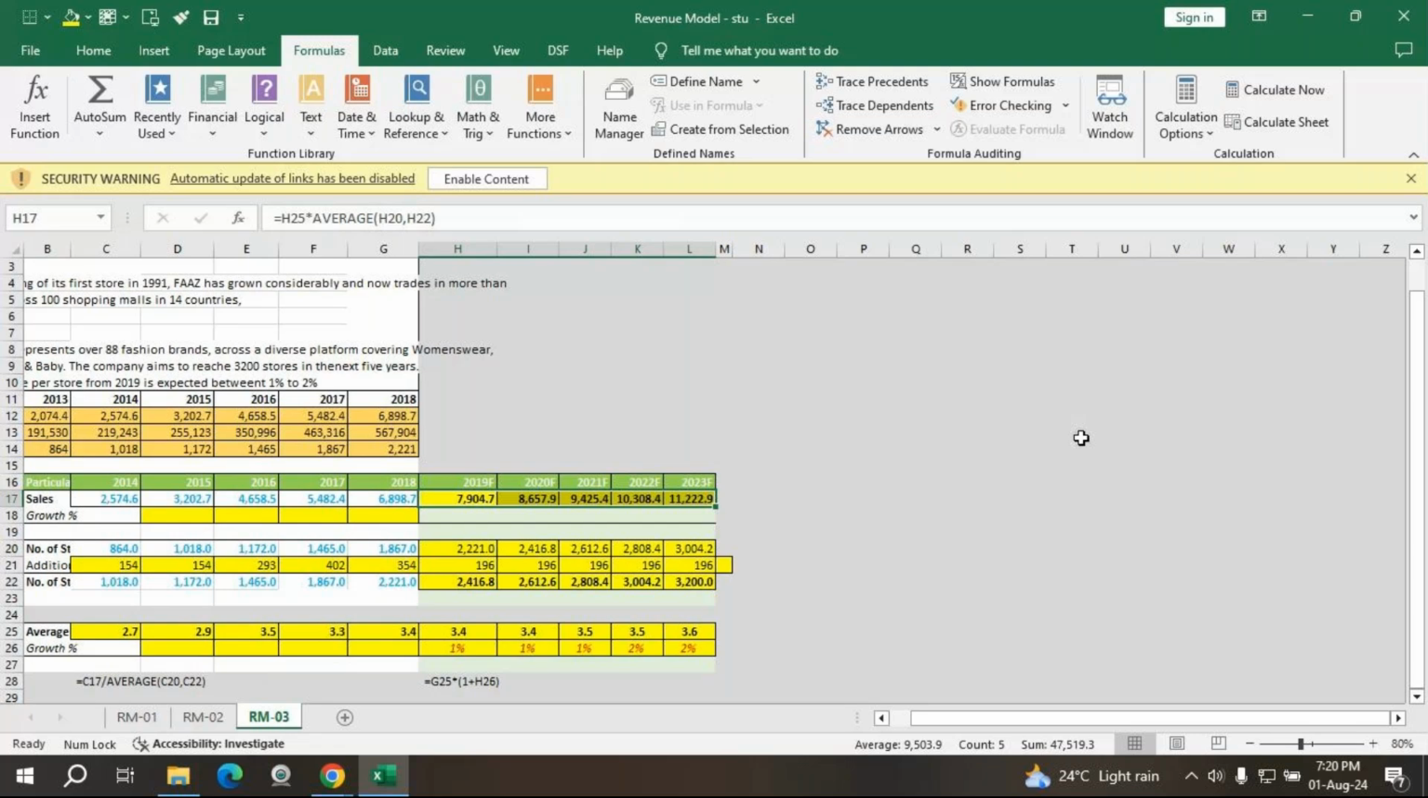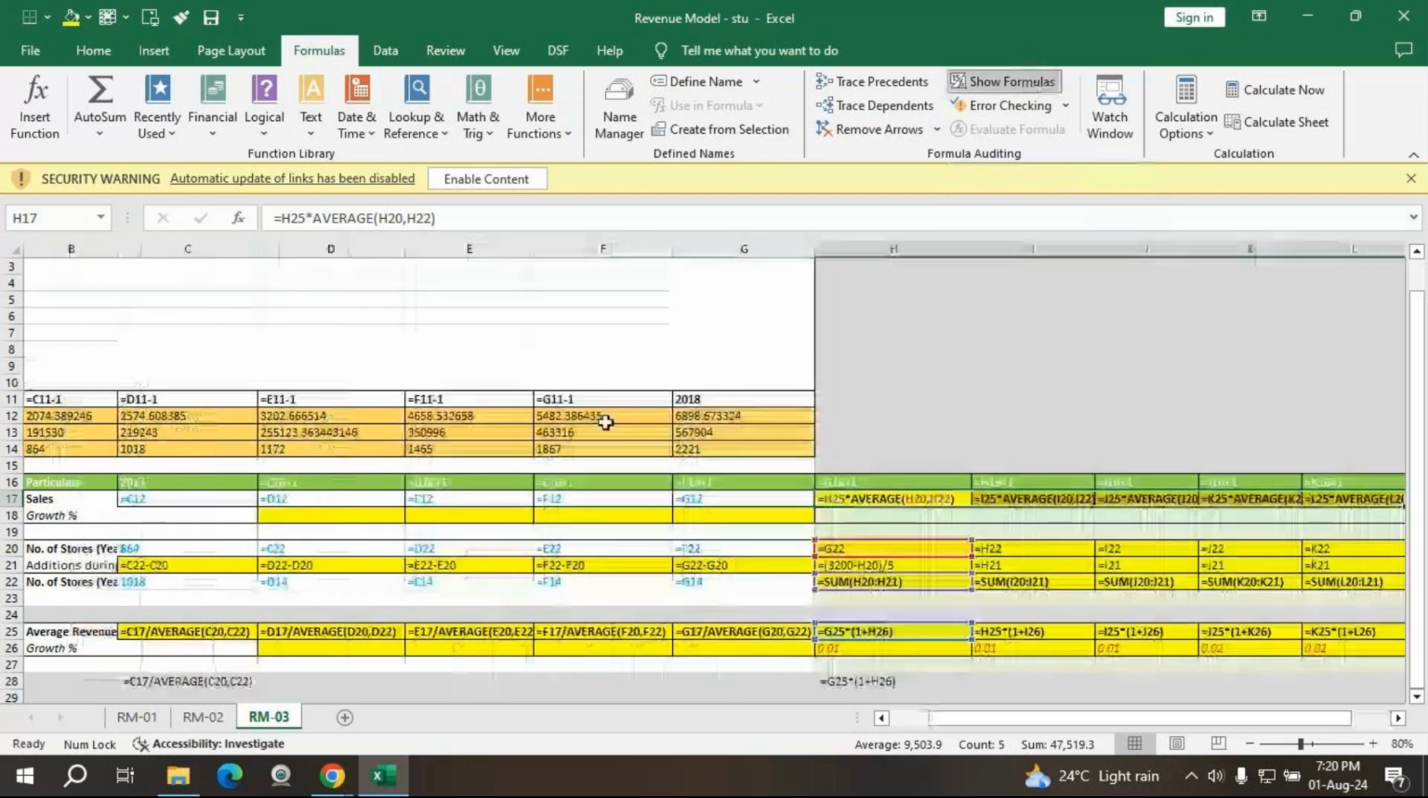Ma'am, I told you right that my average revenue per store changed when I got the additions during the year. So when I found out the sales also, the sales value I've got is different. Have you taken the formulas in the right way?